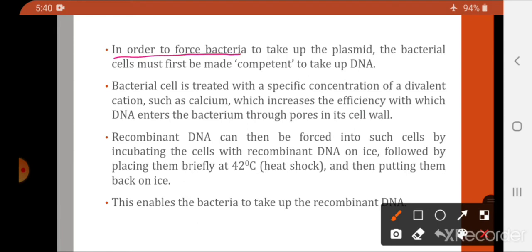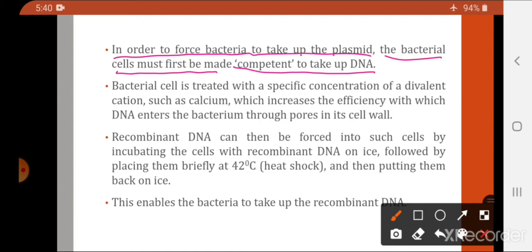In order to force bacteria to take up the plasmid, the bacterial cell must first be made competent to take up the DNA. So, अगर हमें बैक्टीरिया को प्लाज्मिड यानी रिकॉम्बिनेंट डीएनए लेने के लिए फोर्स करना है, प्लाज्मिड के साथ हमने हमारी जीन ऑफ इंटरेस्ट अटैच की है. So if we want to allow that plasmid to enter into the bacterial cell, सो हमें क्या करना पड़ेगा? बैक्टीरियल सेल को कंपीटेंट बनाना पड़ेगा to take up the DNA molecule.